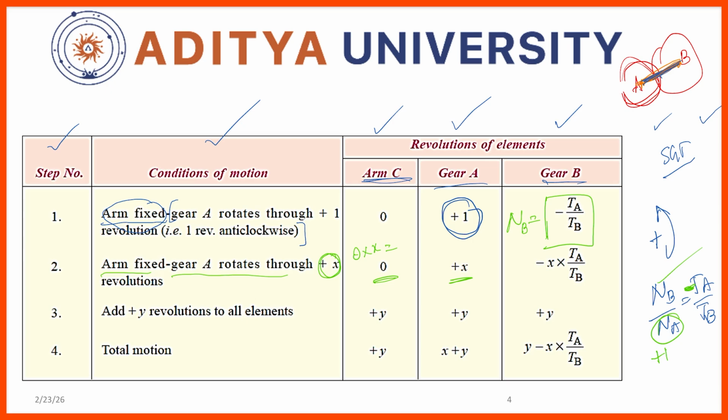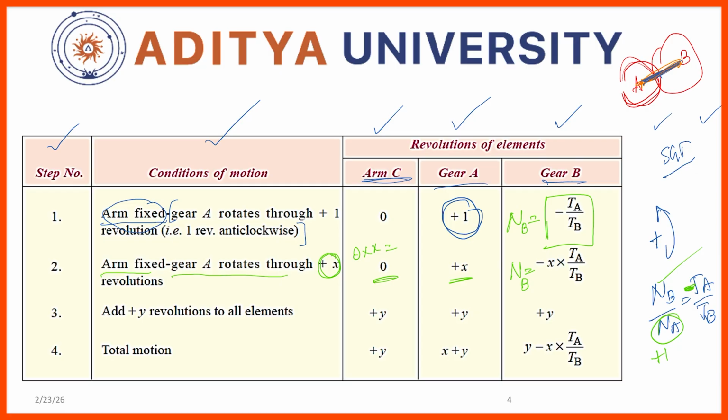Now gear B, again it also rotates with the same number of x, so NB will be equal to minus x into TA by TB. Earlier it is minus TA by TB, now it is to be multiplied with x, very simple. So whatever the items are in step 2, they are simply a multiplication by x to all the components or equations in the first step, right?